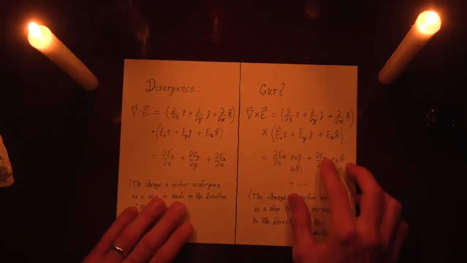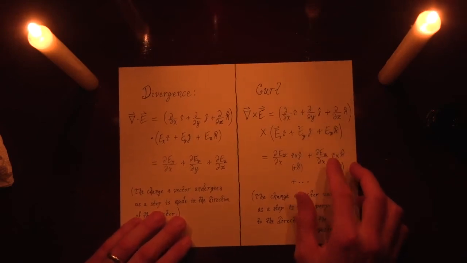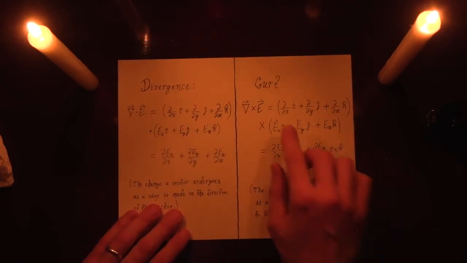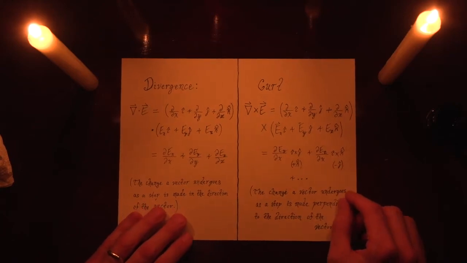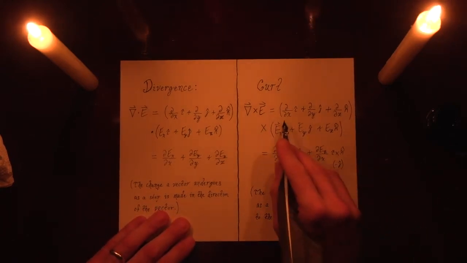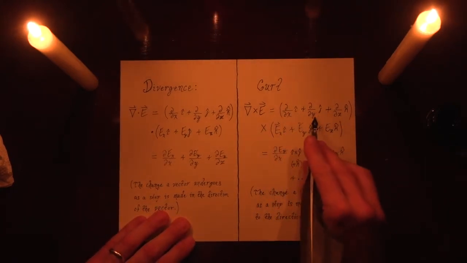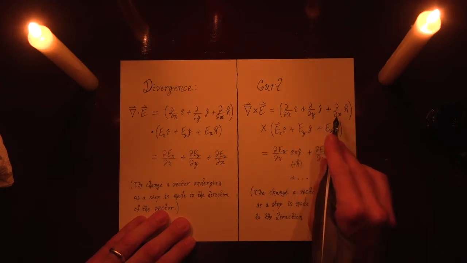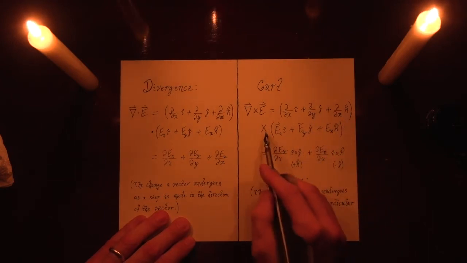Here we are. So the curl is like that derivative operator crossed to the electric field. So here's that del operator. It has an x derivative, x direction, y derivative, y direction, z derivative, z direction, and we cross it to the electric field.